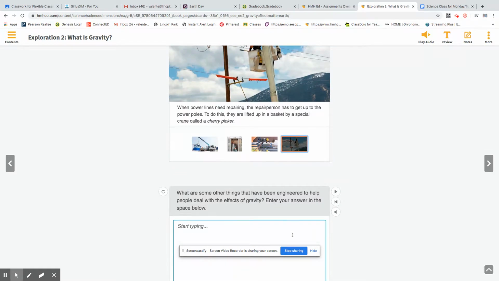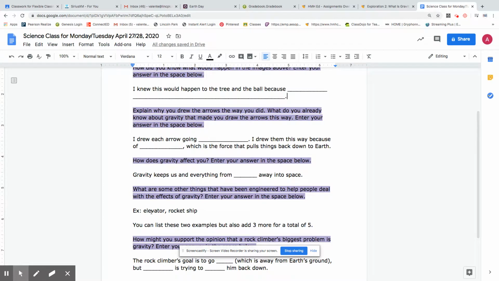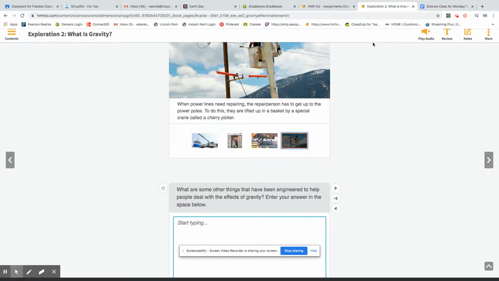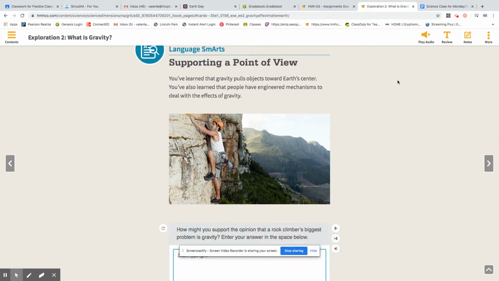So you need to list a couple more things that people can use, humans or machines that humans can use to fight against the effects of gravity. So I put 2 examples, an elevator that you saw in the picture, and what about a rocket ship? You can use my 2 examples, but you need to add 3 more for a total of 5 in this space right here.